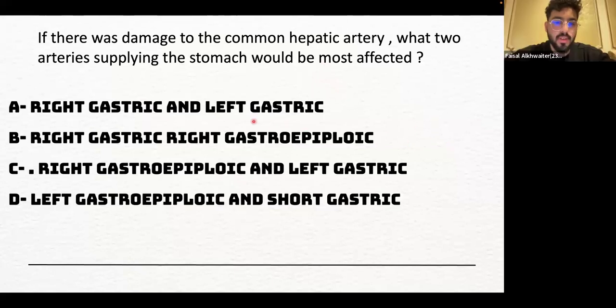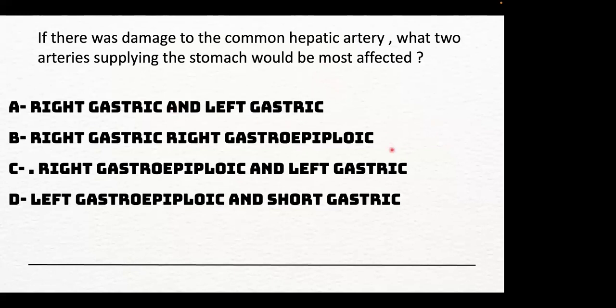Why isn't it A though? Why is it not A? The left gastric is not a branch of the common hepatic. It's a direct branch of the celiac trunk. Whereas the right gastric is a branch of the proper hepatic artery. The right gastroepiploic is a branch of the gastroduodenal, both of which are branches of the common hepatic. If that one gets damaged, both of these will get damaged as well.